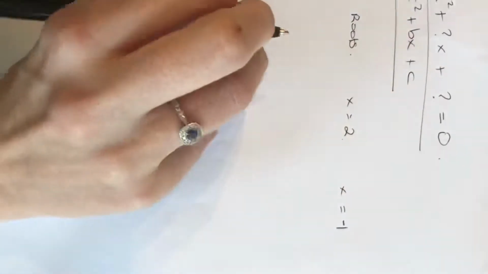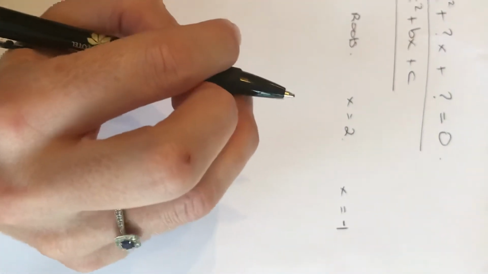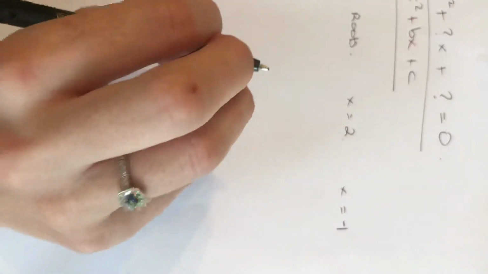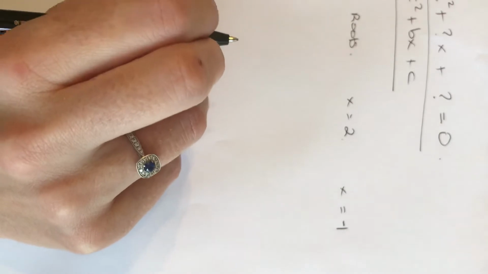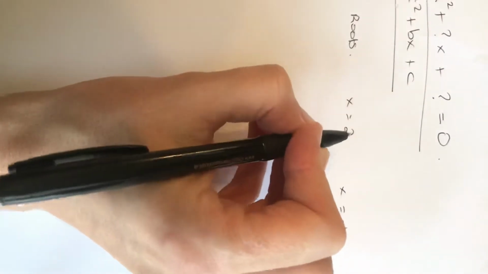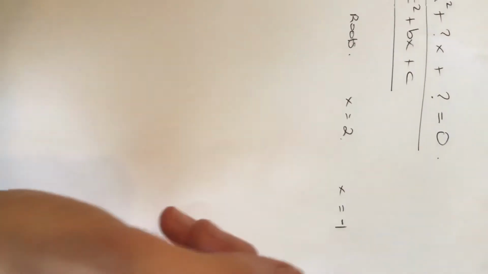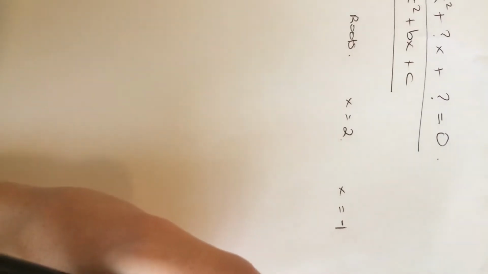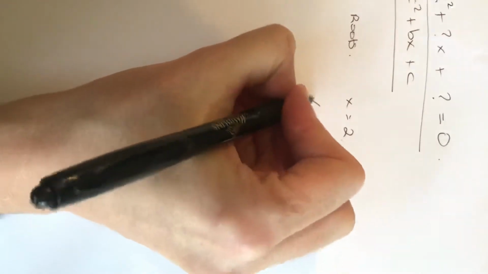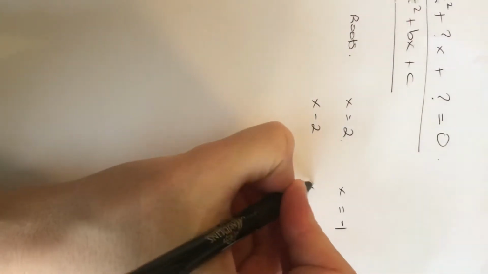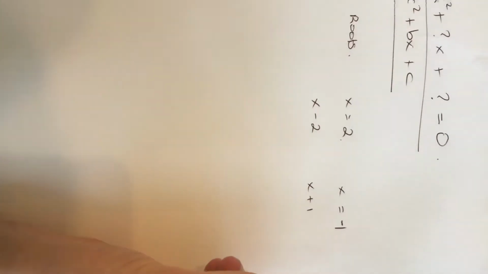We'll change our roots into factors. So if we have a root, we absolutely have a factor. So that's x minus 2 is my factor and x plus 1 is a factor.